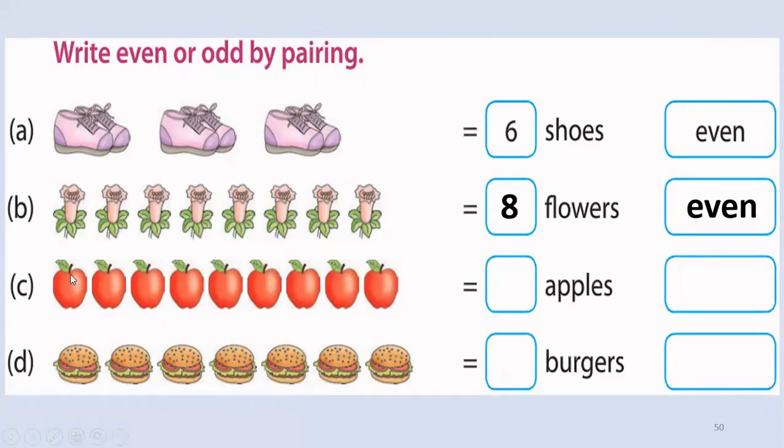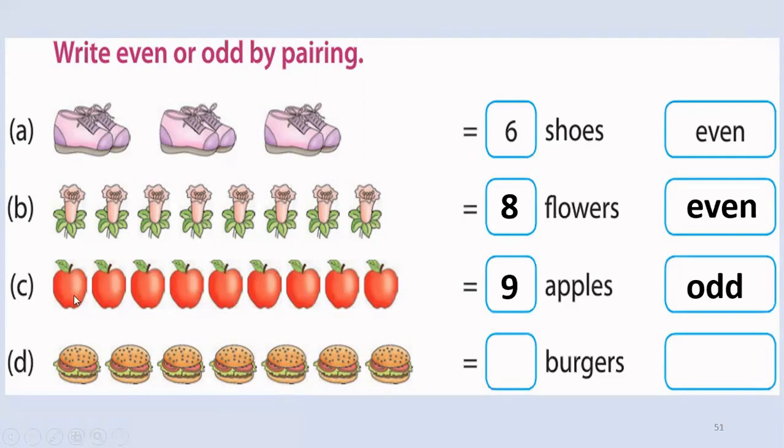Now let's count the apples. 1, 2, 3, 4, 5, 6, 7, 8 and 9. So 9. I don't think we are able to form pairs here. If we form the pairs, let's see how many pairs will be made.